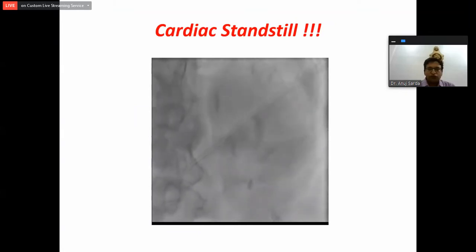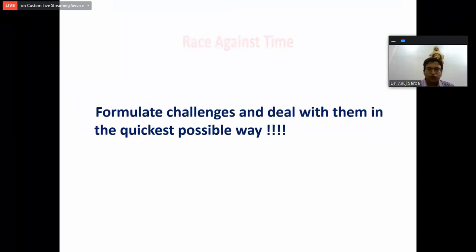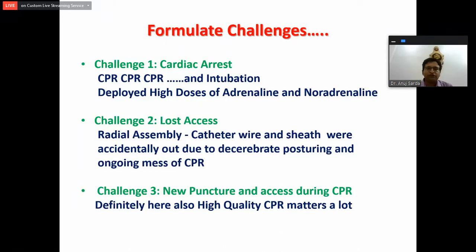So basically this is a cardiac standstill. There was an adrenaline rush all around. It's really a situation of do or die, a time to race against time. So it's better to formulate the challenges and deal with them in the quickest possible way. We formulated the various challenges in quick succession. The first and foremost was the cardiac arrest. For this, our team geared up and started CPR without wasting time, and by that time high-dose adrenaline and noradrenaline were deployed and the patient was intubated meanwhile.